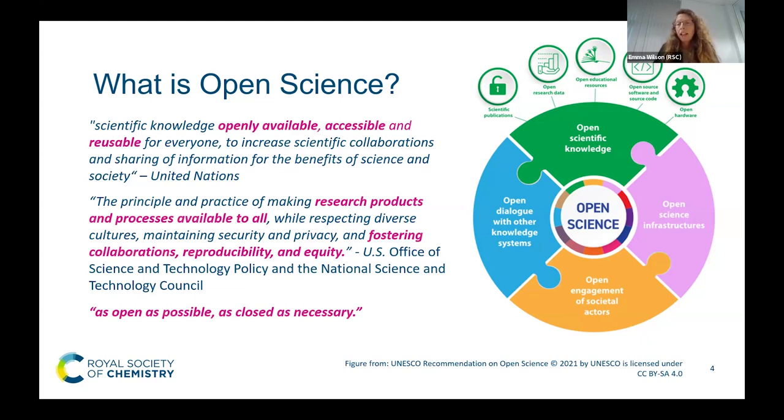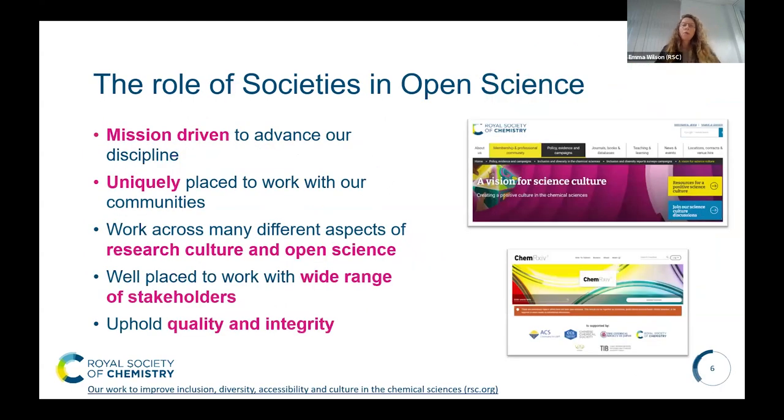But this does necessitate a change in the way that science is both conducted and communicated. And so any transition to more open science practices also necessitates a change in open research culture as well. So I do think broadly that societies have a really important role that we can play here in terms of facilitating the development and the adoption of open science practices. This is because I think we're really quite uniquely placed to work with our communities, and our communities are discipline specific. And I think that's important for open science, because there will be different needs within different disciplines.